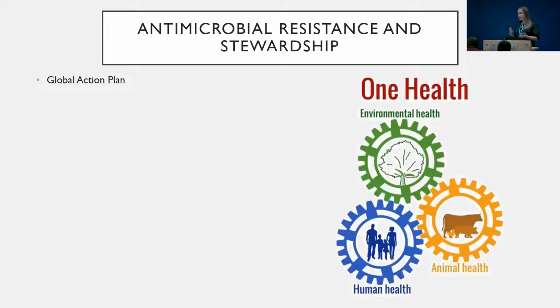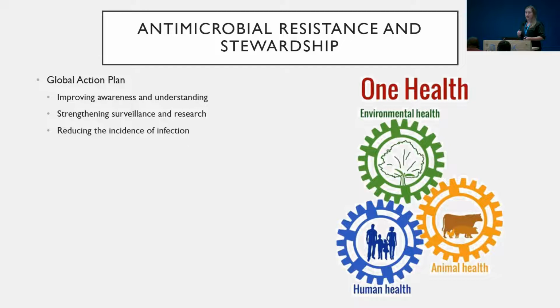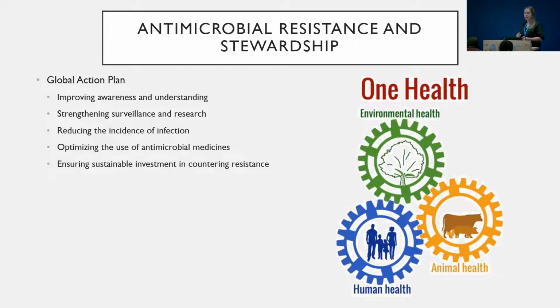So what is being done to manage and mitigate this? Globally, in 2015, the World Health Organization established the Global Action Plan with 5 objectives, including improving awareness and understanding, strengthening surveillance and research, reducing the incidence of infection and also the need to use antimicrobials, as well as optimizing that use. And lastly, ensuring that there's sustainable investment in countering this resistance.